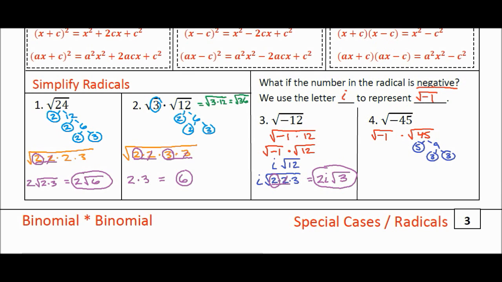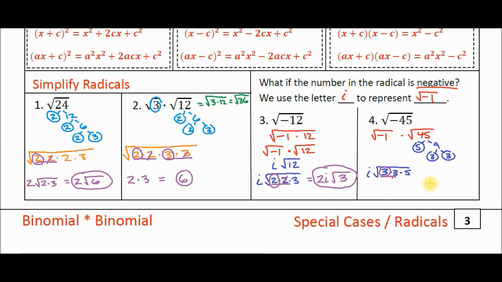Let's go ahead and rewrite this now. For the square root of negative 1, we're going to change that to I. So this is I times, my I's are getting very ugly, a little bit too curvy there. Let's try that. I times the square root of 3 times 3 times 5. Looks like we have a pair of 3's. One of them is going to escape the radical. One of them is going to be canceled.